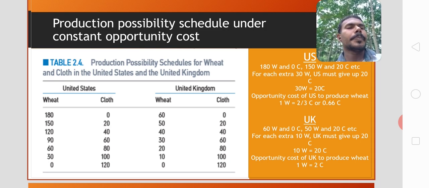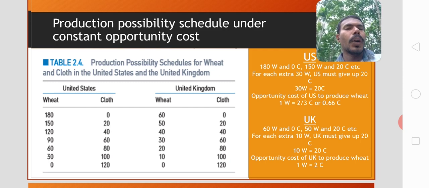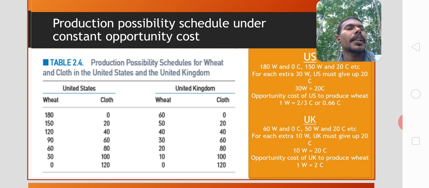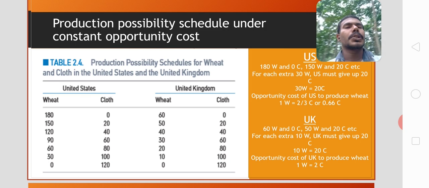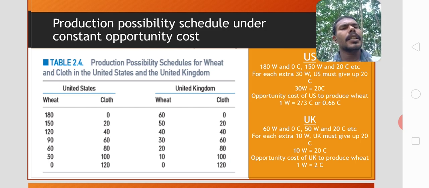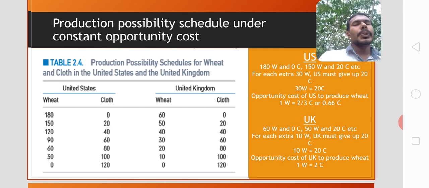That means in order to produce 1 additional unit of wheat, 2 by 3 is the opportunity cost of cloth of the US to produce wheat. That means it is 0.66. 0.66 is the opportunity cost of the US to produce 1 additional unit of wheat.